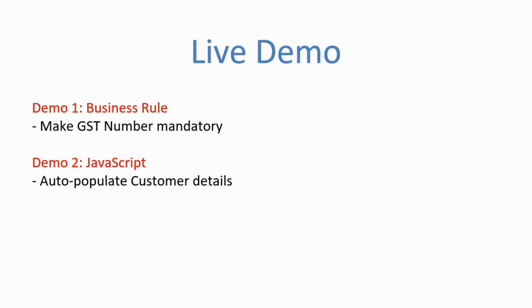Now let's move on to the practical demonstration. First, I'll create a business rule that makes the GST number field mandatory whenever the customer type is corporate. Next, I'll demonstrate the JavaScript by selecting an account and automatically populating the phone number, email, and the billing address.